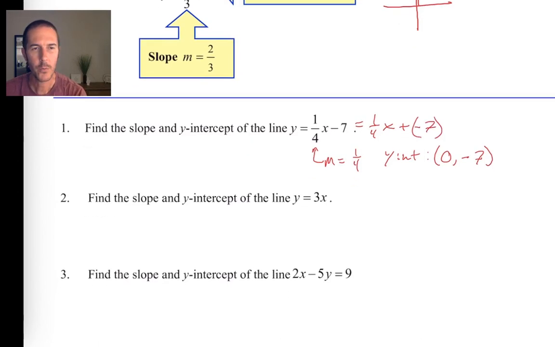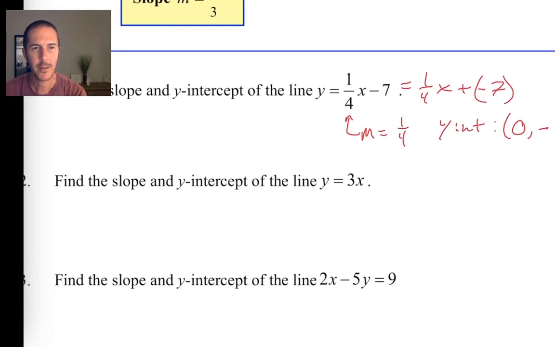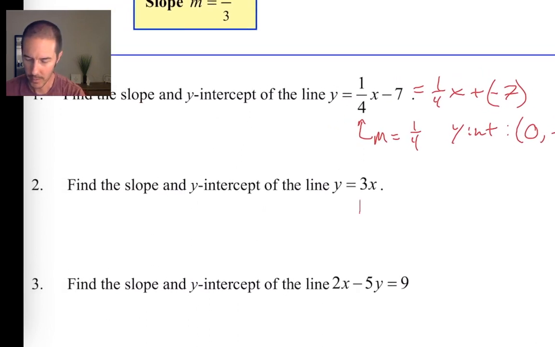In number 2, the slope of our line is +3, and it's the coefficient in front of our x variable. So m is 3, and you notice that nothing is being added or subtracted after our x term. Therefore, our b value is a 0. So our y-intercept is located at 0, 0. So this line is passing through the origin.